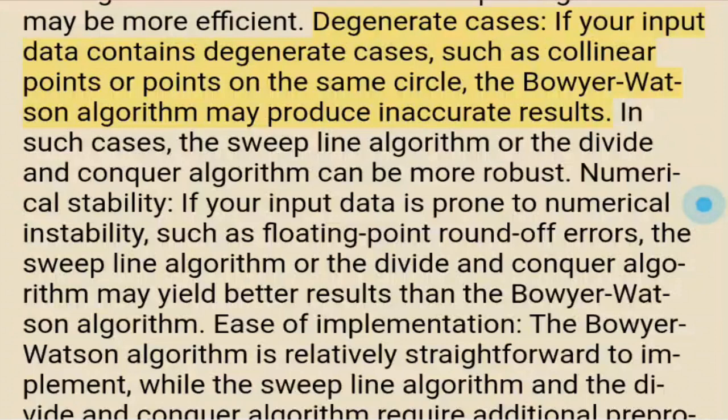Degenerate cases. If your input data contains degenerate cases, such as collinear points or points on the same circle, the Bowyer-Watson algorithm may produce inaccurate results. In such cases, the sweep line algorithm or the divide and conquer algorithm can be more robust. Numerical stability. If your input data is prone to numerical instability, such as floating point round-off errors, the sweep line algorithm or the divide and conquer algorithm may yield better results than the Bowyer-Watson algorithm.